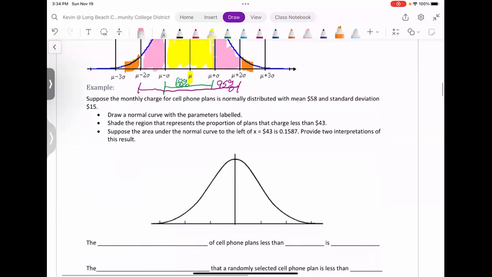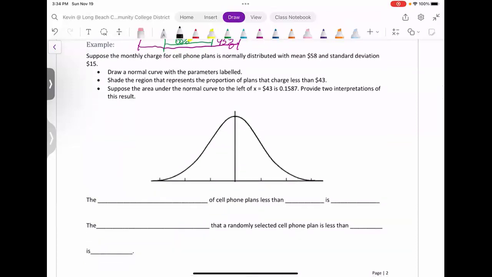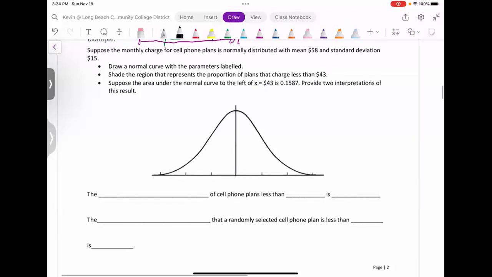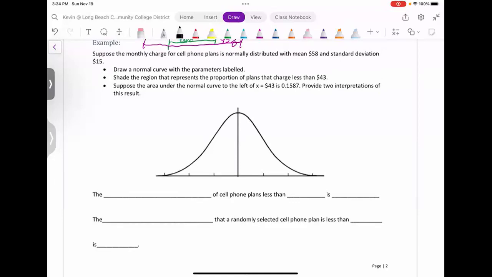So let's put this into practice here. Suppose that a monthly charge for cell phone plans is normally distributed with a mean, meaning an average price, of $58, and the standard deviation is $15. We're going to draw the normal curve with the parameters labeled. So we're going to start right in the middle, which is going to be 58.